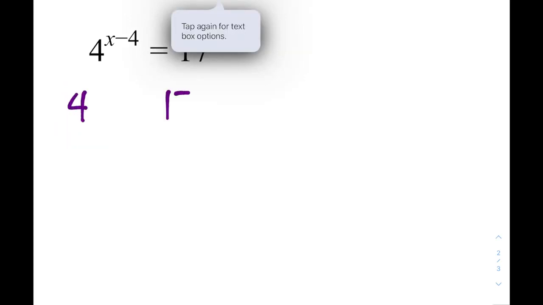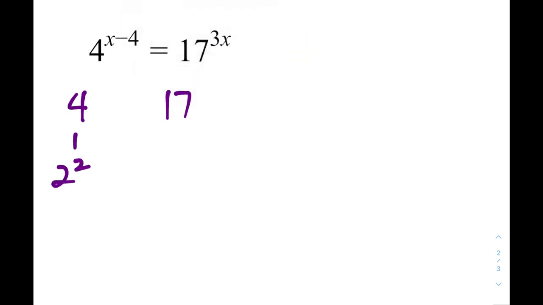But when I take a look at 4 and 17, well, 4, I can rewrite that as 2 squared.